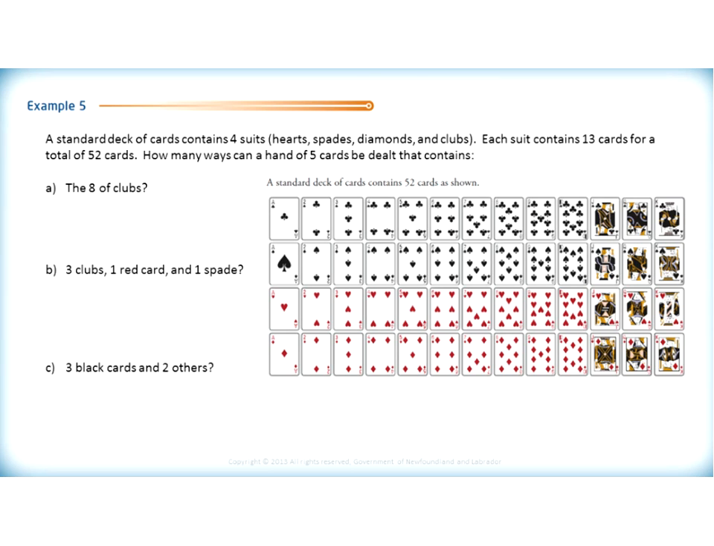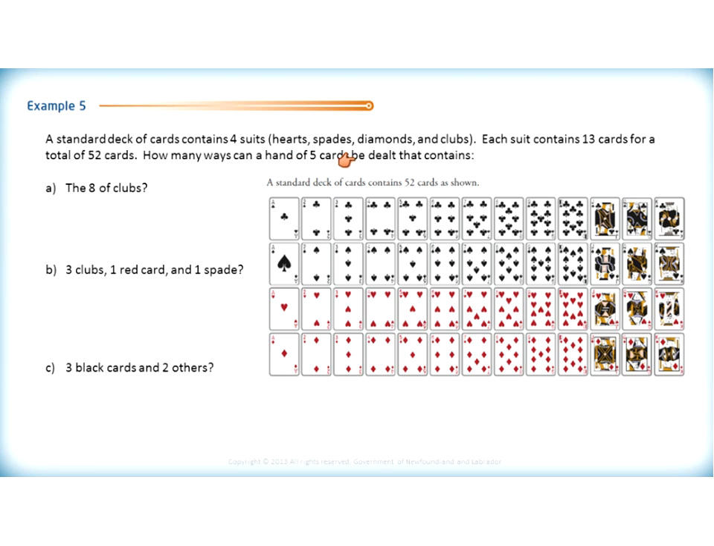One more example here. A standard deck of cards contains 4 suits: hearts, spades, diamonds, and clubs. And they're all here, as you can see. Each suit consists of 13 cards: ace through to the 10, jack, king, and queen. So we have 13 cards in each suit. 13 times 4 is a total of 52 cards.